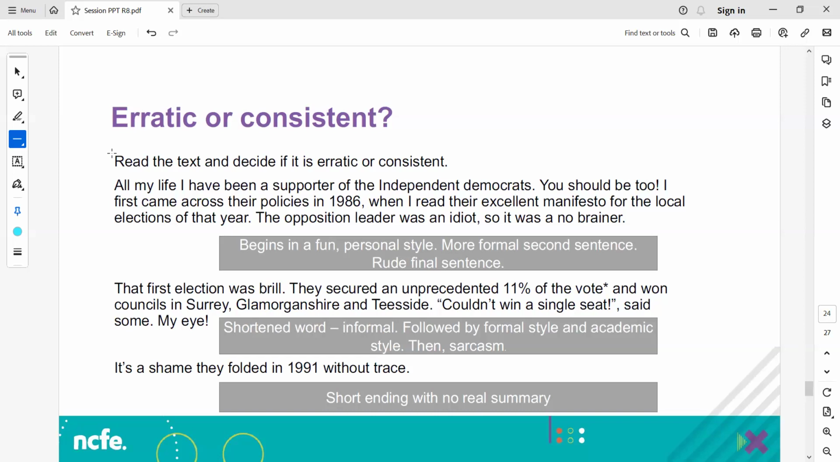And then we've got the first election was brilliant. They secured an unprecedented 11% of the vote. And we've got a star there indicating there's a reference, which would be an academic style of text, needing you to look at the footnotes. But then if we move on, he said, my eye.